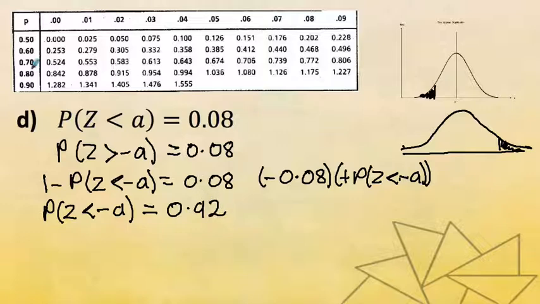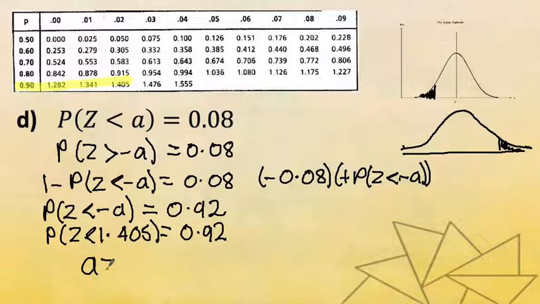So we're going to go along, we're going to find 0.9, here's 0.9, I'm going to read across to 0.92, that's as far as I go, so I get 1.405. So we know probability Z less than 1.405 equals 0.92. And the last little bit is just to remember that this value here, 1.405, represents minus A, so A would be the reverse and A would be minus 1.405.